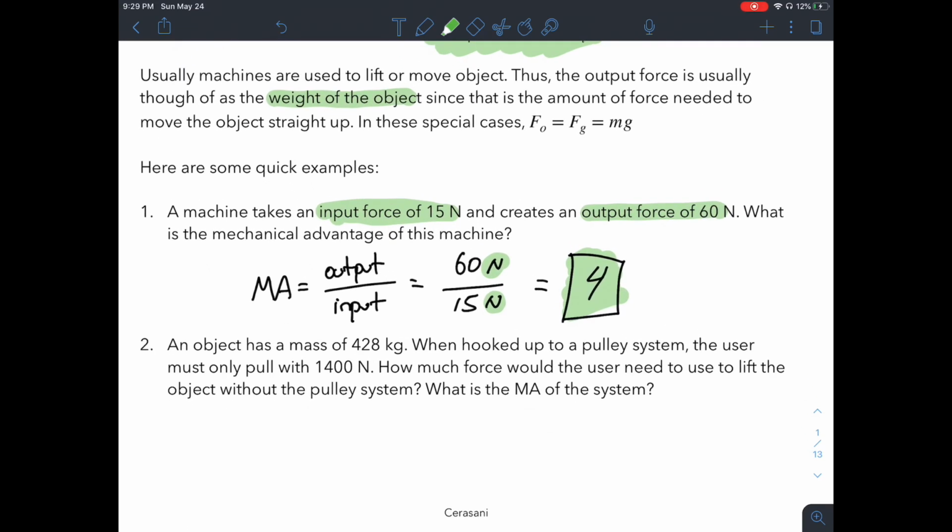Your mechanical advantage, like 99% of the time, is going to be more than one. We don't want a machine that makes work harder. That just doesn't make any sense. We want these machines to make our lives easier.